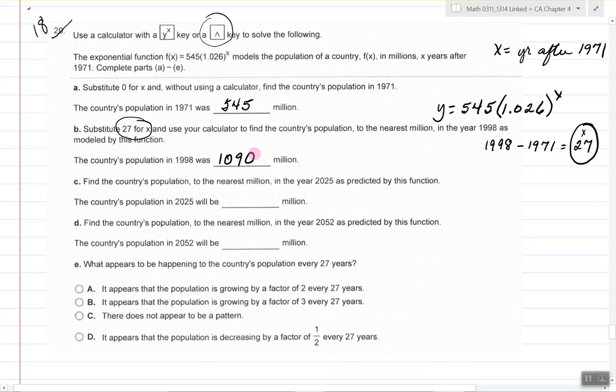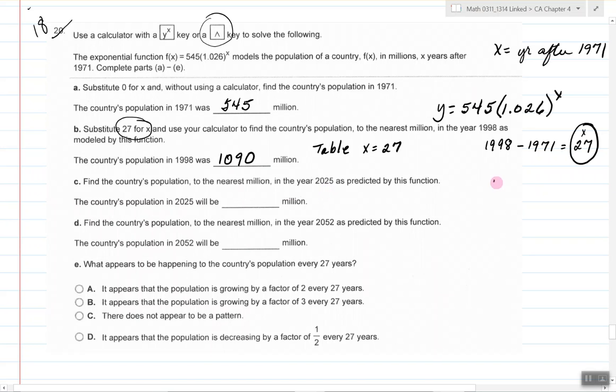1090. What I did was table, X equals 27, and I rounded. Next, find the country's population in this year. They're giving me the information to get another X. Anytime you're given an X, trying to find the Y, you're going to use table.